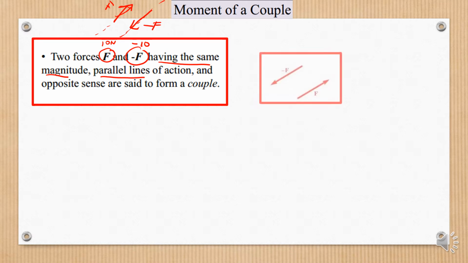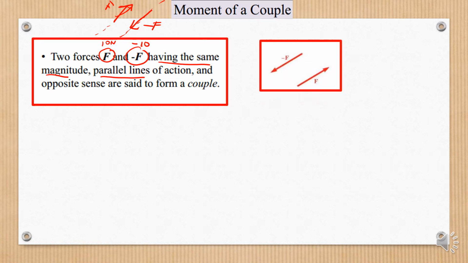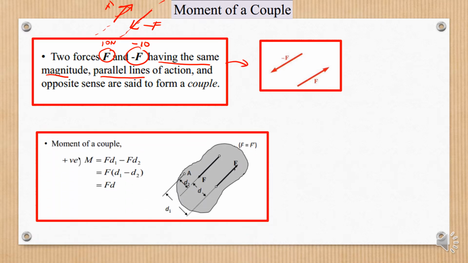So it looks like this. An analogy I can make for you is with humans: a man and a woman, who have different genders but the same feeling, are said to be a couple. It's the same here. When you look at this, these two forces create a couple.